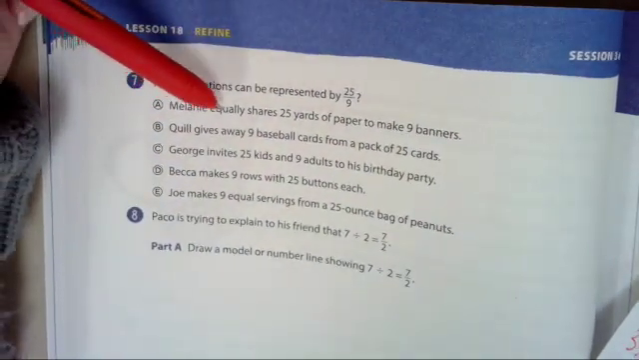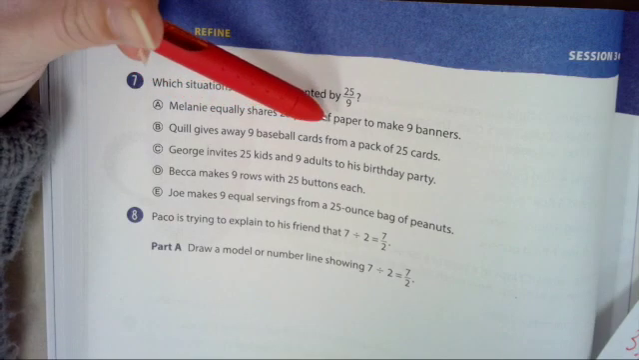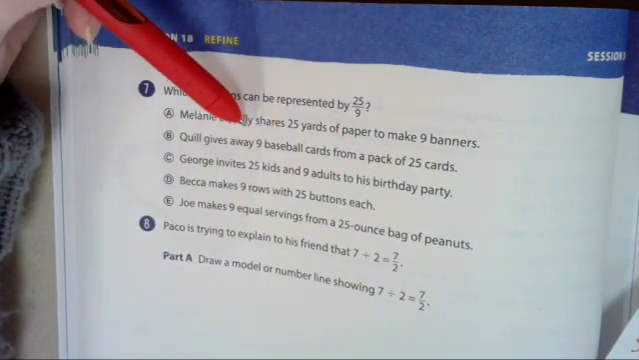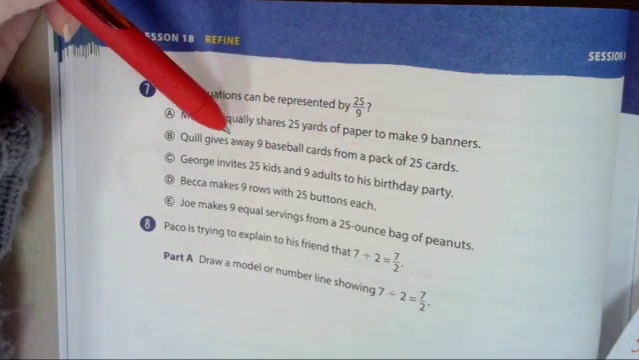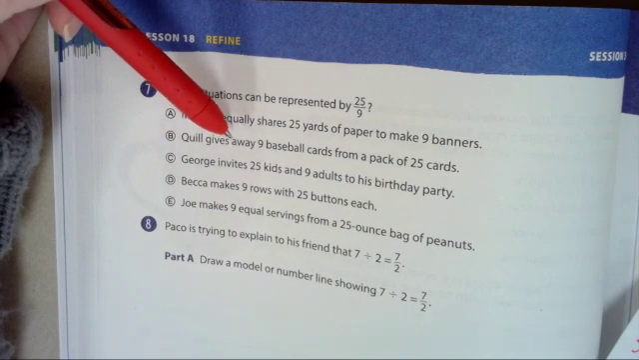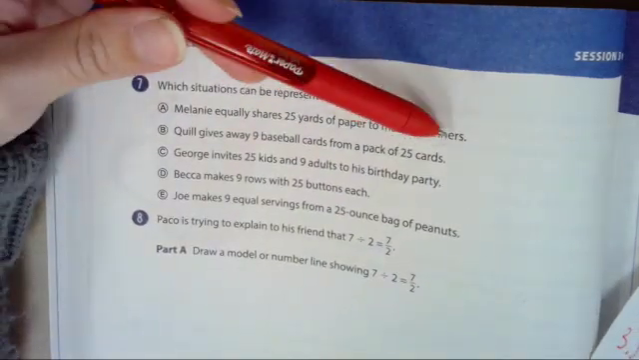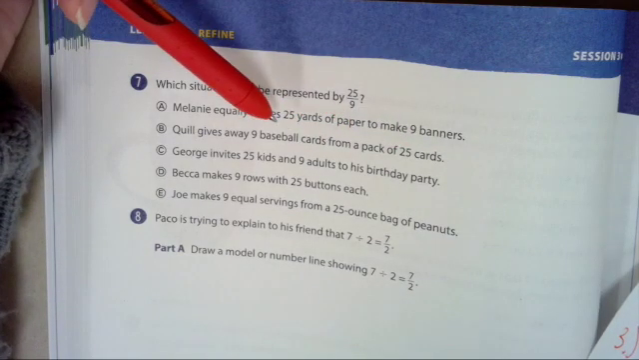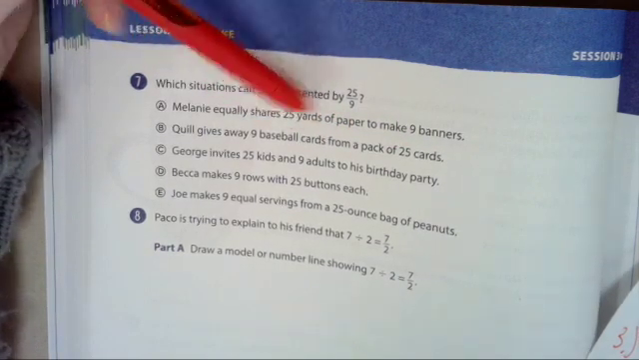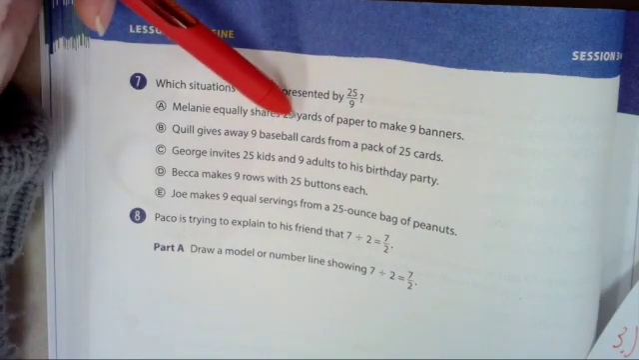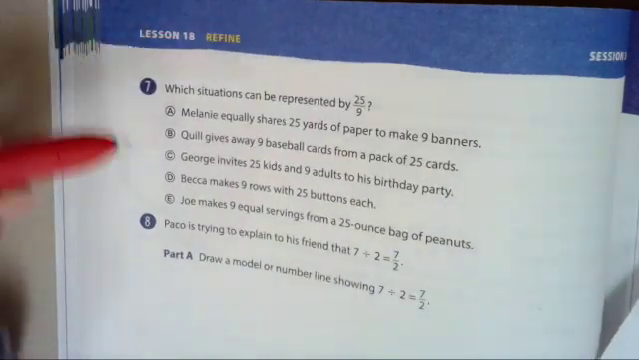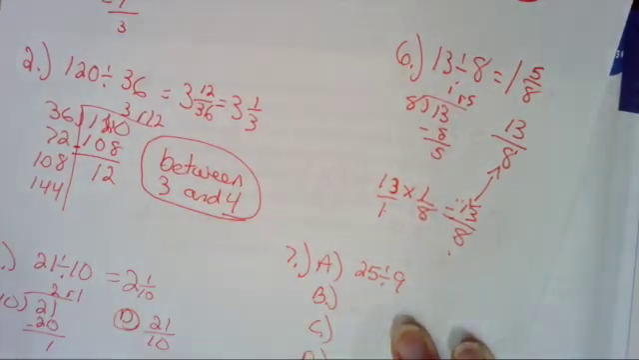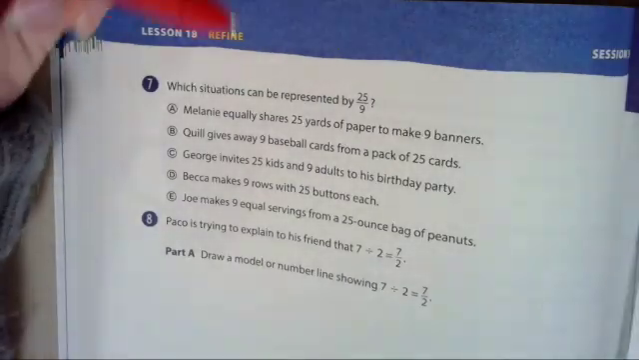So Melanie equally shares 25 yards of paper to make 9 banners. So equally shares does mean division, but we have to ask ourselves, are we dividing the paper into banners, or banners into paper? We're dividing the paper into banners. So we're going to cut 25 yards and make it into 9 banners. So A is 25 divided by 9. All right, let's look at B.